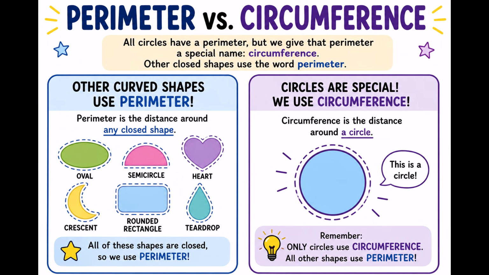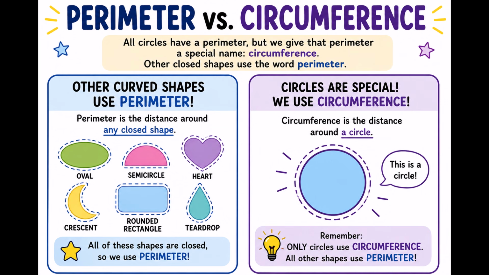So these are some other curved shapes that use perimeter, because perimeter is the distance around any closed shape, except for a circle. Oval, semicircle, heart, crescent, rounded rectangle, and teardrops. These are some of the curved shapes that we can find the perimeter of.